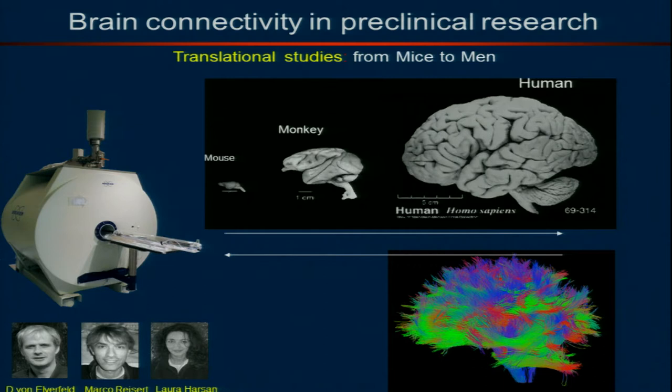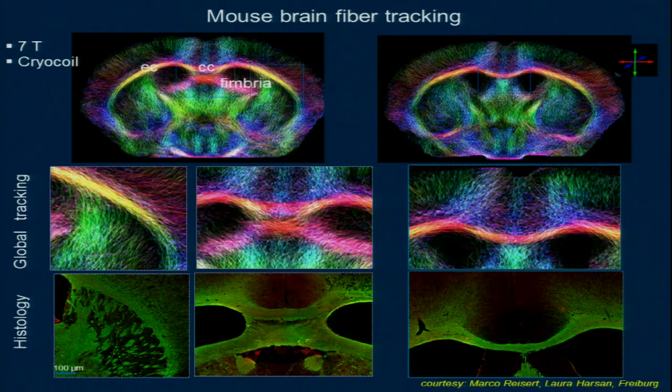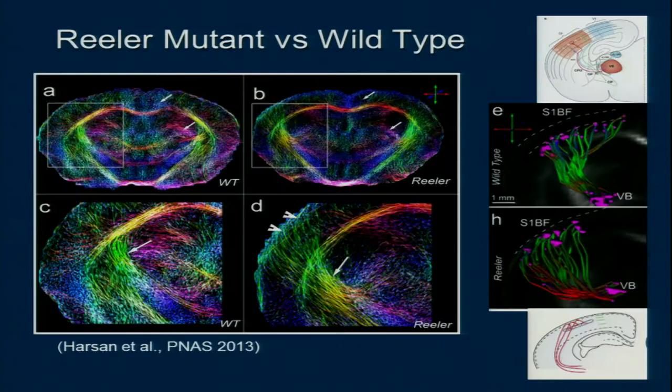And since mouse axons do not shrink to the same degree as the brains shrink, we have many fewer fibers going through, which means that we are much closer to getting a true measure of what's actually happening there. And just by visual comparison, you can see that with our fiber tracking, we can reproduce very nicely findings which we get, for example, from histology, just by visual inspection. But of course, we want to do better.